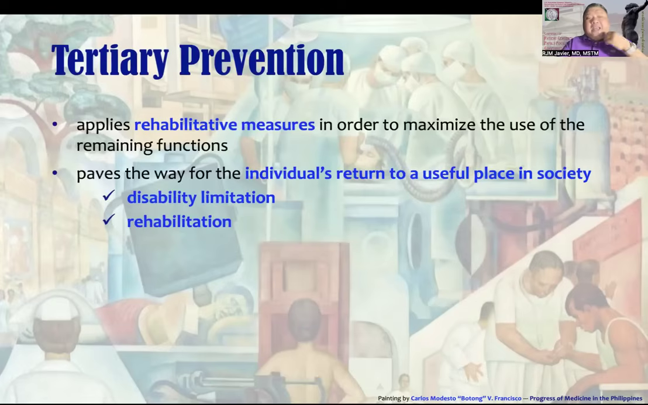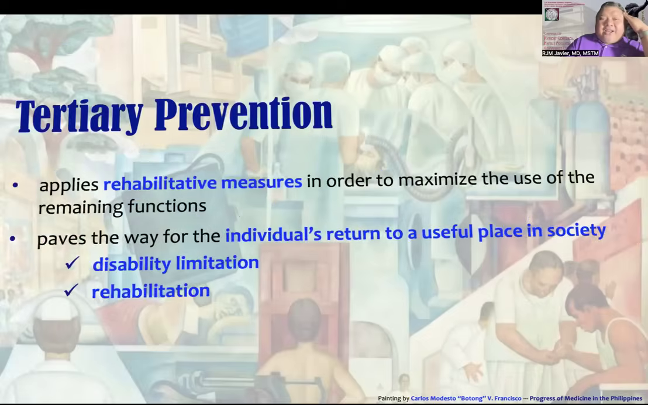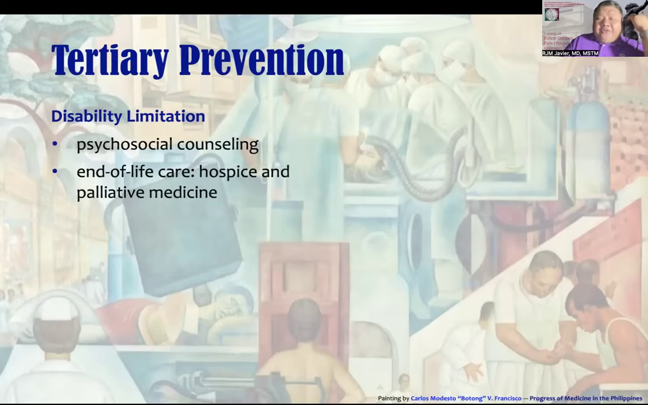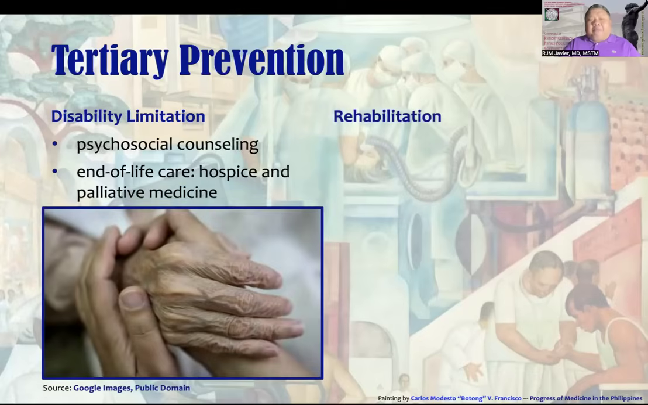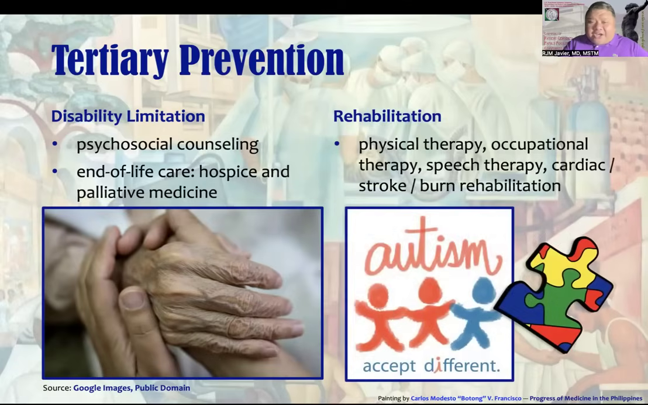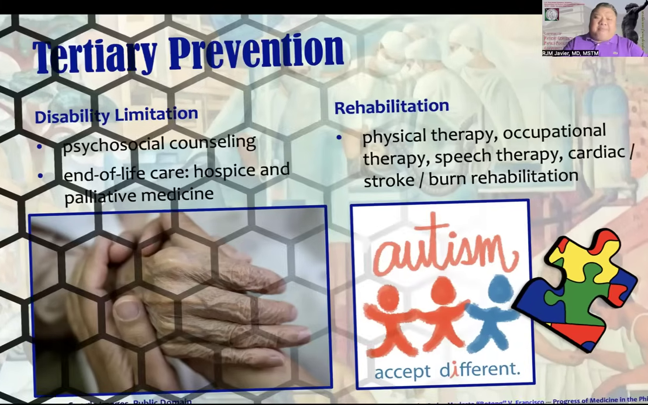Tertiary prevention would look into rehabilitation and disability limitation. So, disability limitation can include psychosocial counseling for those that are referred to hospice in palliative medicine, end of life care. This is something that is very important. Rehabilitation, it can include physical therapy, occupational therapy, speech therapy, cardiac, stroke, or burn rehabilitation. Even for patients with autism, for the patient and for the family of patients with children belonging to the spectrum, they engage a lot of rehabilitation services, PT, OT, ST for children with autism.